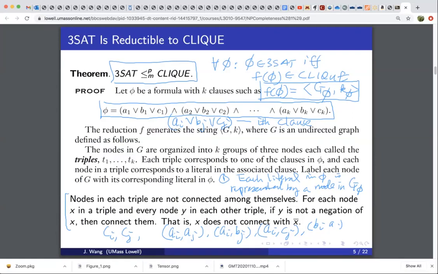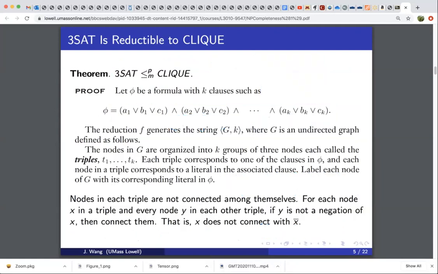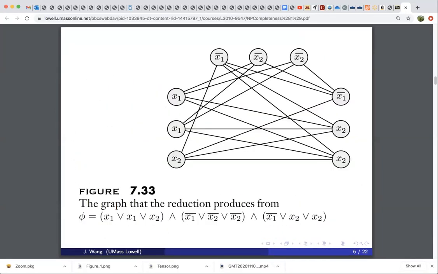It's better to see an example. Here's an example. I have phi with x1 or x1 or x2, so x1 appears twice. And x1 bar, x2 bar, or x2 bar is the second clause. And x1 bar, x2, x2, so x2 appears twice.